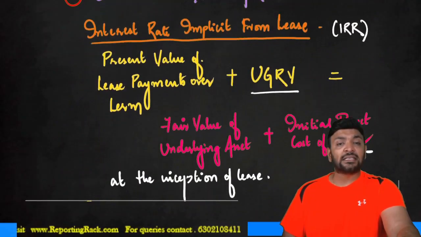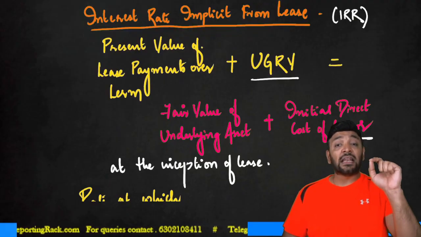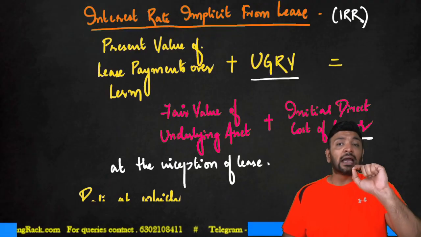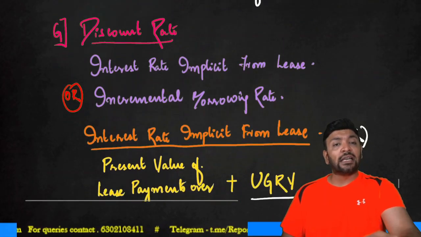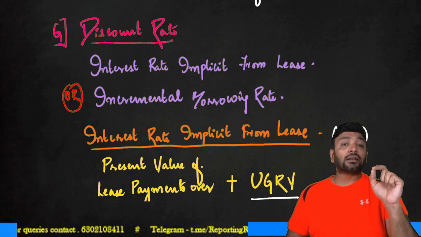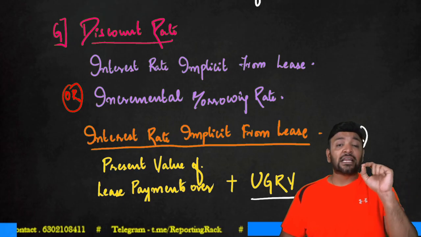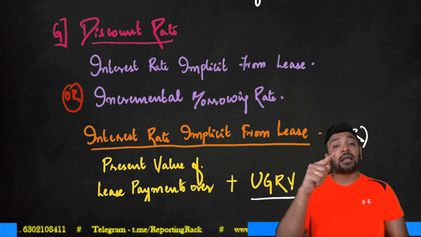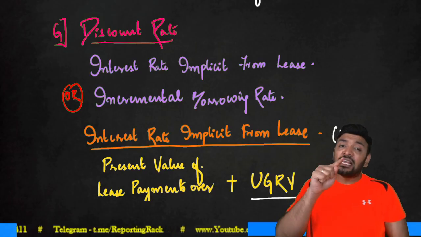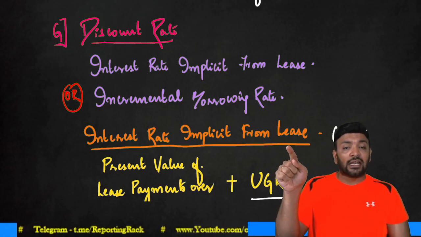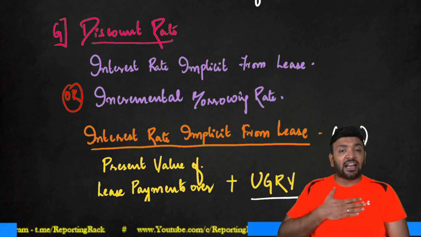rate implicit from lease. If interest rate implicit from lease is not identifiable, then the lessee can alternatively use an incremental borrowing rate. So either of these two rates are the only discount rate at which you have to recognize any lease transaction under IND AS 116, because lease involves periodic cash flows which are paid over the lease term. By applying the concept of fair value, these periodic cash inflows to the lessor or outflows to the lessee should be discounted to their present value.